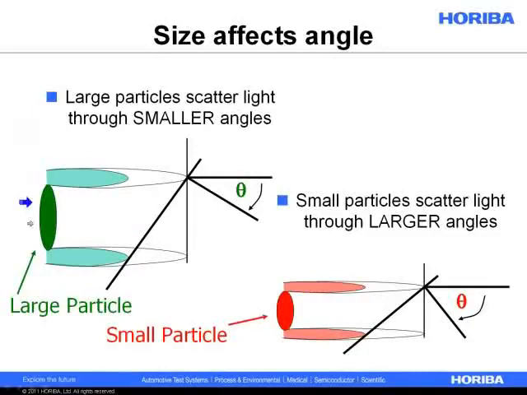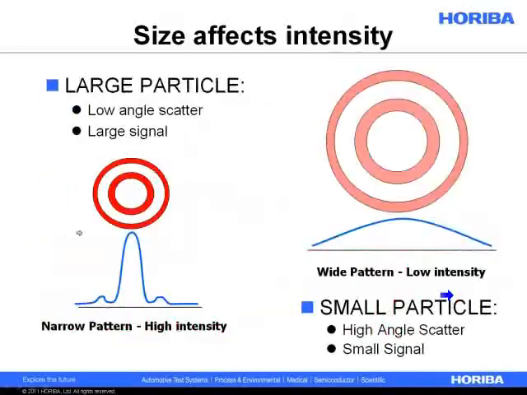The size of the particle, or the size of the slit, also affects the angle at which the light is scattered. In this case, a larger particle will scatter at narrower angles than a smaller particle, which will scatter at a wider angle. It may be a bit hard to discern in this slide, but this is a smaller angle than this. This is wider. And that's a fundamental relationship: the size of the particle is related to the angle of scatter, and it's also related to the intensity of scatter.